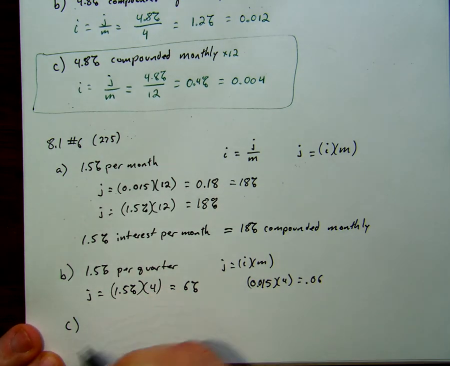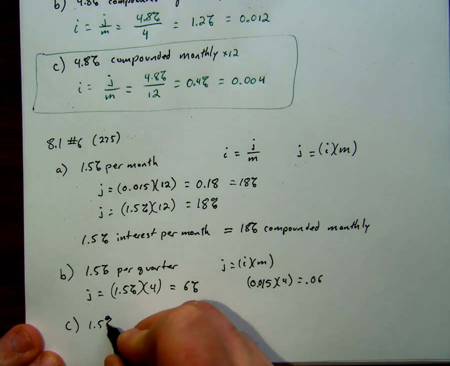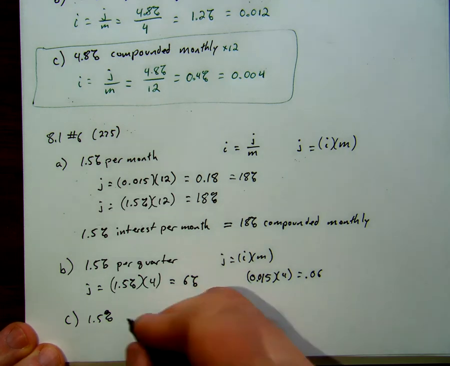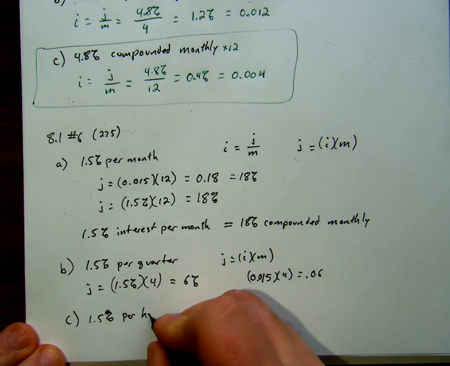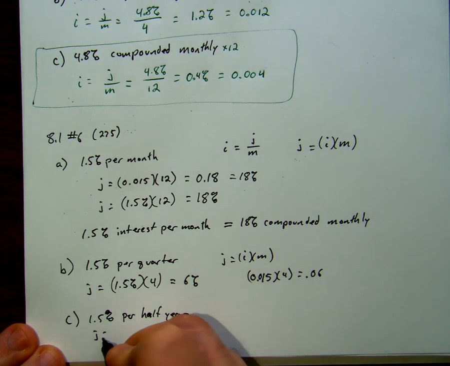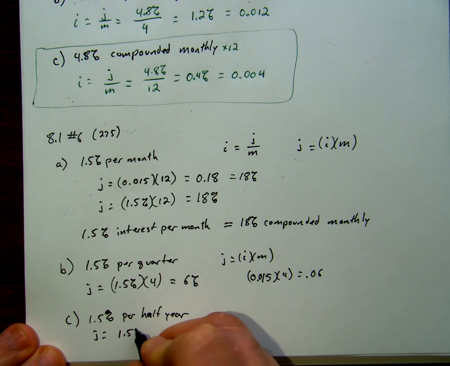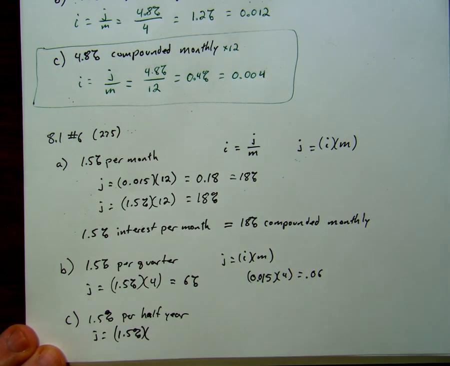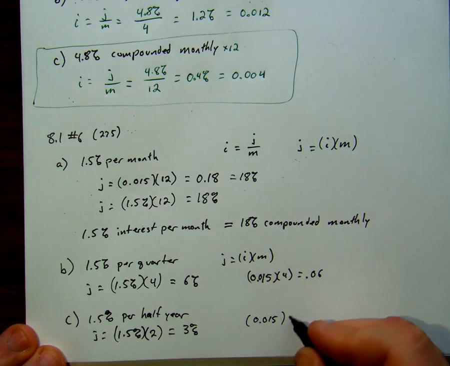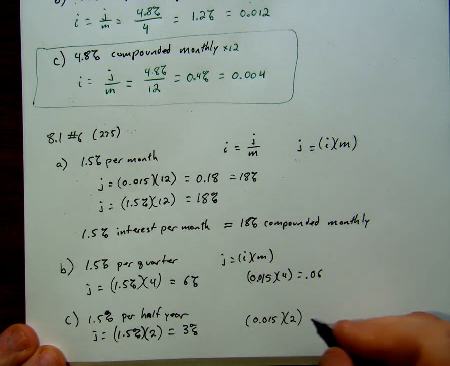And the last one, C, 1.5% per half year. Well, same as we had before. J is equal to 1.5%. How many half years in a year? Well, there's 2. So this is equal to 3%, or 0.015, 1.5% for 2 half years in a year is equal to 0.03.